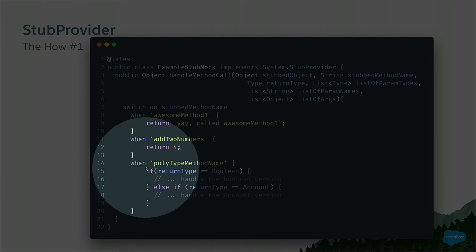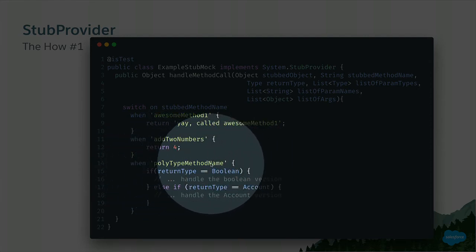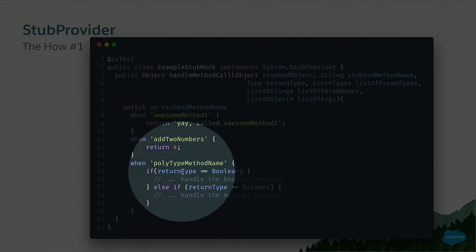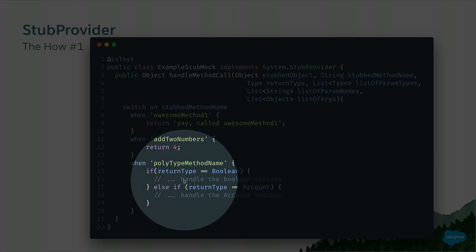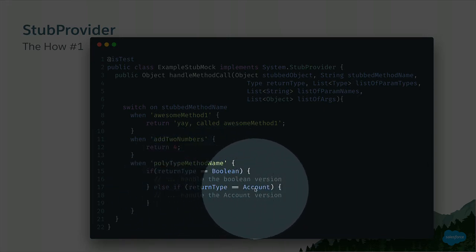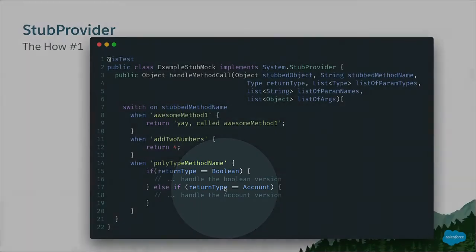And we also have this one down here. It says, when we call the polytype method name, we're also going to look not just at the name of the method, but at the type it returns. Because if the return type is Boolean, we'll return true. If the return type is account, we'll return an account. Now that's a very conjured up example, but that'll give you an idea of what you can do with the stub.